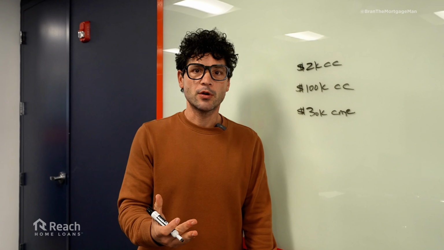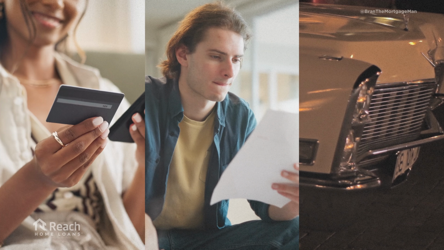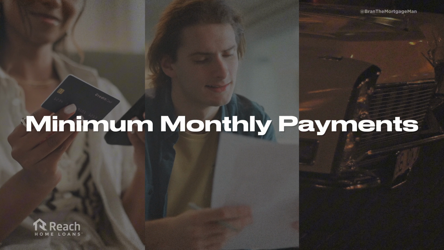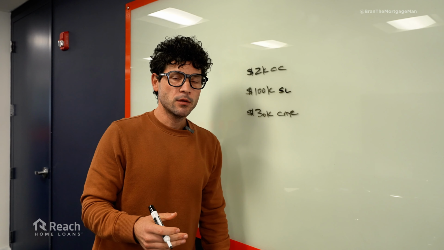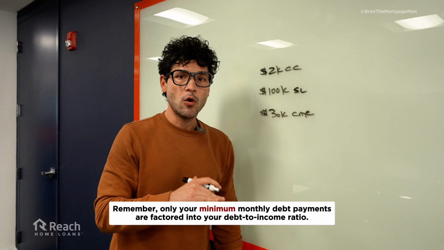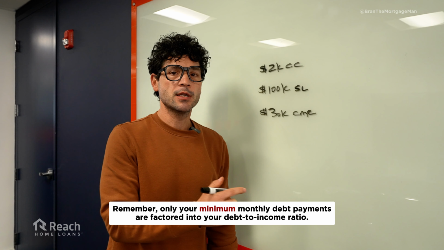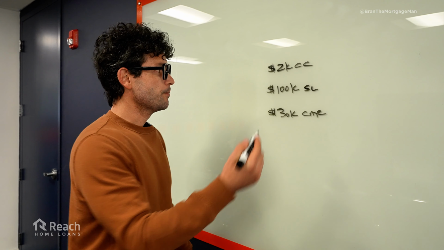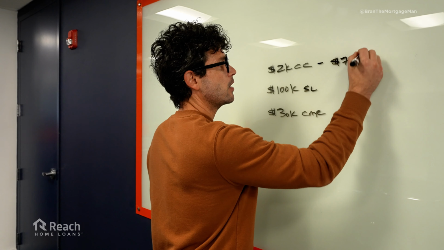Well, we as lenders don't necessarily look at the balances in your debt to income ratio, right? So what we're actually going to be looking at is what your minimum monthly payments are on those debts. So $2,000 in credit card debt. Well, that's not the monthly payment. As a lender, all we care about when it comes to calculating the debt to income ratio when we're looking at your liabilities are the minimum monthly payments for your debts. So $2,000 in credit cards, well, maybe the monthly payment on that is $75.